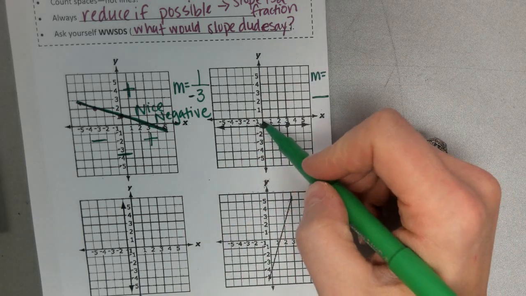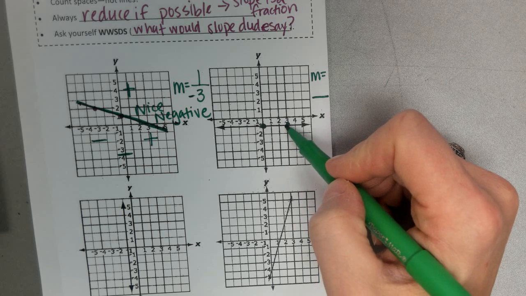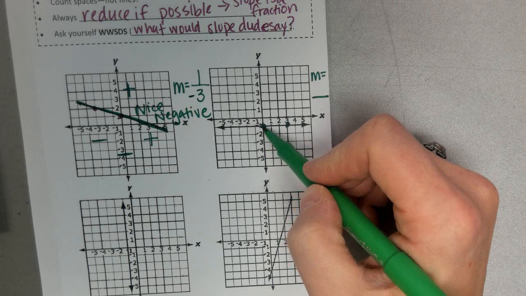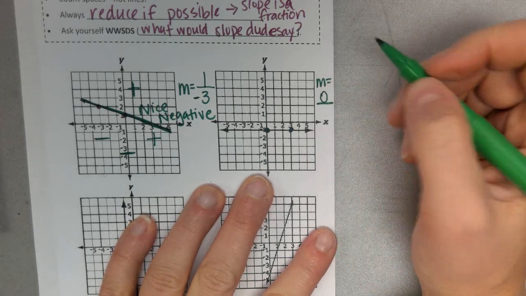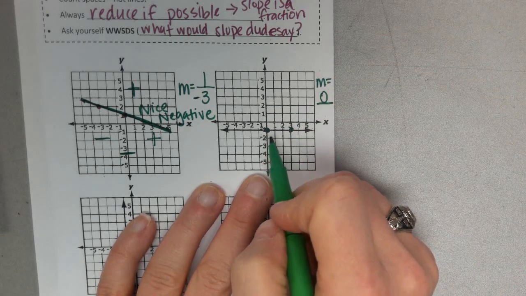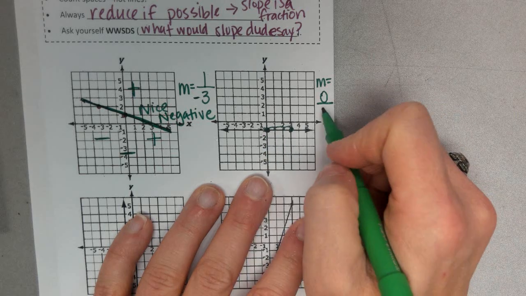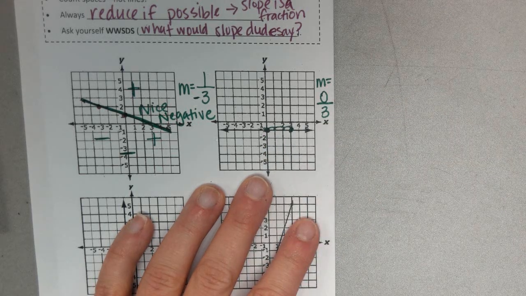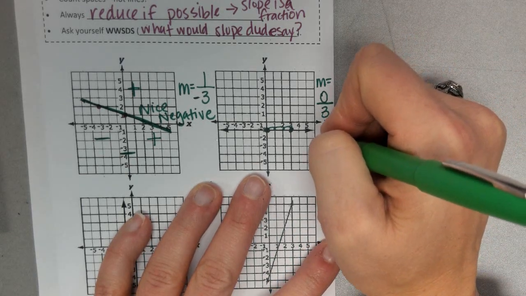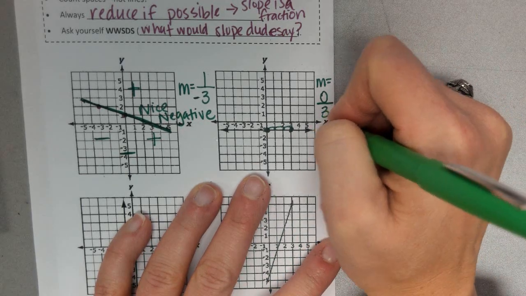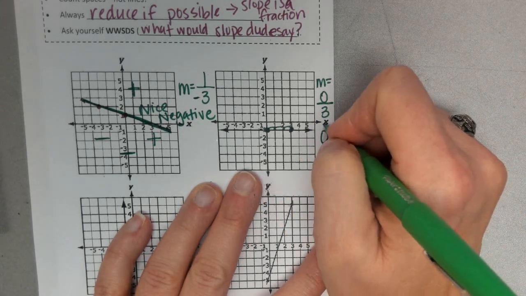It's not changing at all, so from this point to this point, there's no rise. So we're going to put a 0 there for the rise. It doesn't rise at all. It stays completely flat. And the run is 1, 2, 3. Okay? 3 to the left. So 0 divided by 3 is 0. 0 is your slope. Your m is 0.